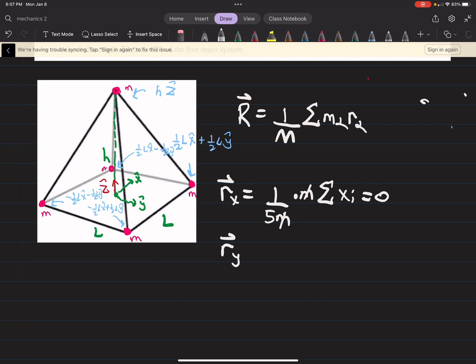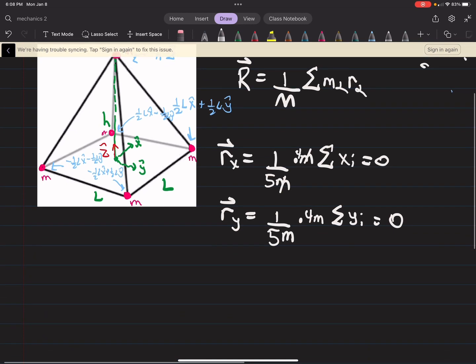Now, if you want to find the y coordinate of your center of mass, it works basically the same way. I guess this would be 4m, technically. Again, it doesn't really matter. And you can do the exact same thing. You have 1/2 L plus 1/2 L minus 1/2 L minus 1/2 L. So this is also 0, which again you would expect in the xy plane.